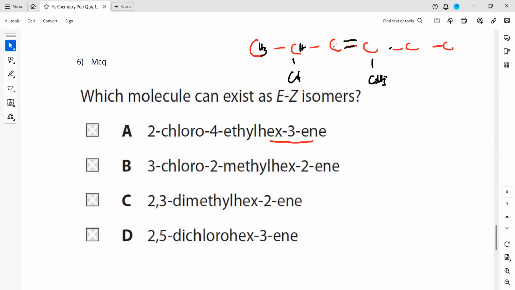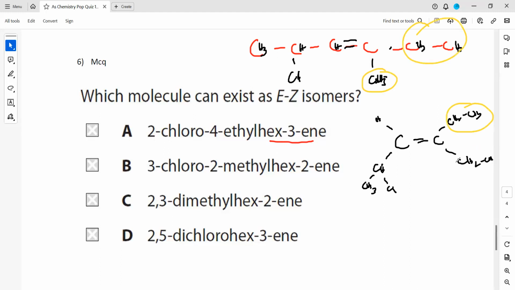So this is CH3, this will be CH, this will be CH, this will be CH2, and this will be CH3. If I draw this as C double bonded with C, one side has hydrogen attached, and another side has CH, then CH, the Cl is there, and CH3. But for this one, when you check, one side is CH2, CH3, which is ethyl. Another side is also CH2, CH3, so this is ethyl and this is also ethyl. Both identical groups are attached to a carbon having a double bond, so it does not exhibit a geometrical isomer. So this is not correct.